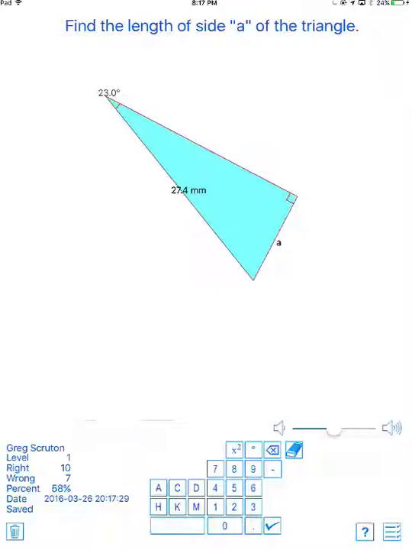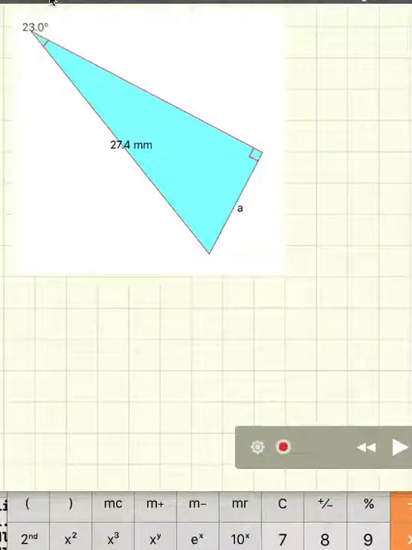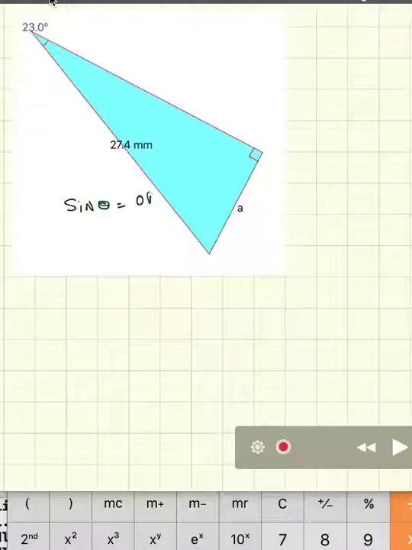Okay, let's look at another example. So we want to figure out side A, and it's the opposite side again, so we can say that the sine of theta is the opposite over the hypotenuse.